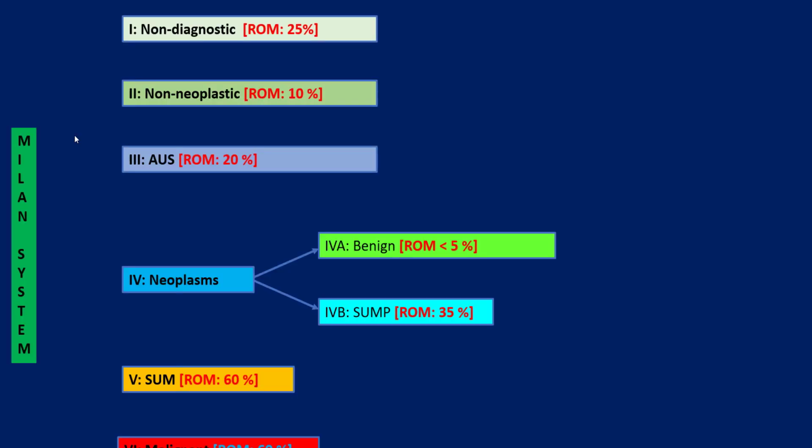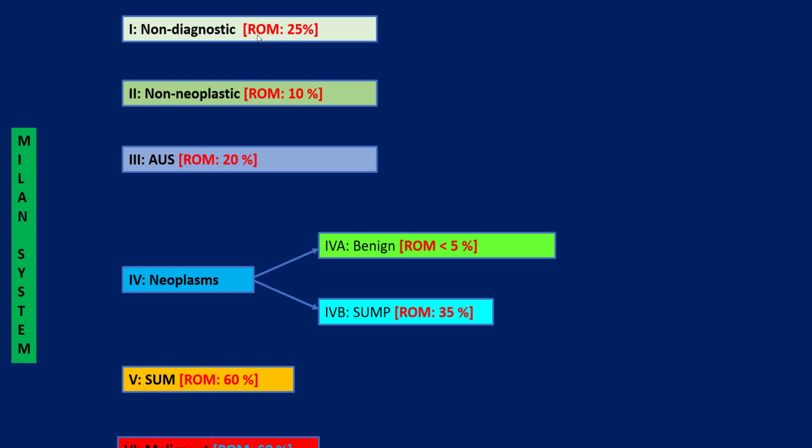Right. So the Milan system comprises 6 categories. Non-diagnostic, category 1, non-neoplastic, atypia of undetermined significance, neoplasms, which has been divided into 2 groups, benign and SUMP, that is salivary gland tumor of undetermined malignant potential, right? Suspicious for malignancy and malignant.